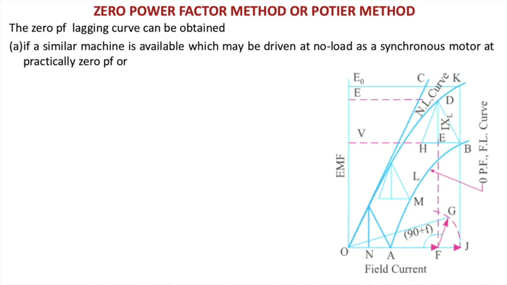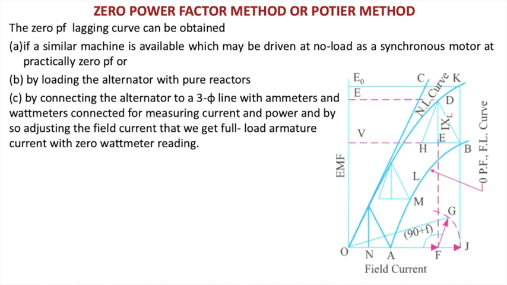So if a similar machine is available, then the motor can be driven at no load as a synchronous motor, and that will be practically zero power factor to obtain the zero power factor lagging curve, that is this AB curve. Or we can load the alternator with the pure reactors, that is non-inductive, the resistance will be 0 and it will be a pure inductance. So that will be the pure reactors, so that it gives you a 0 power factor lagging.